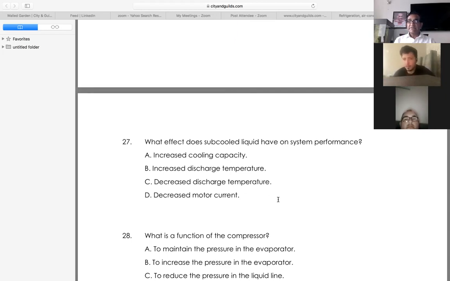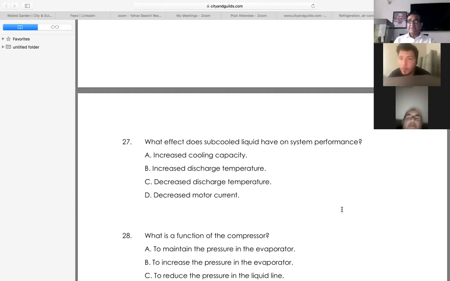So what do you reckon, Ed? Definitely not A or D. And subcool, I'd go for B again. Okay, Jack, what do you think? Any comments?